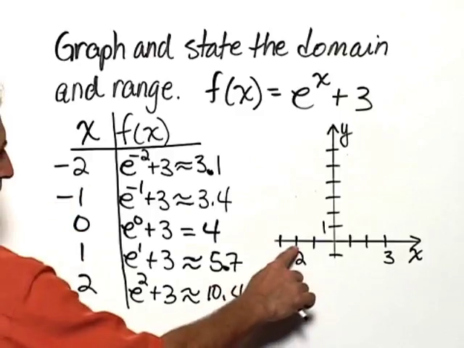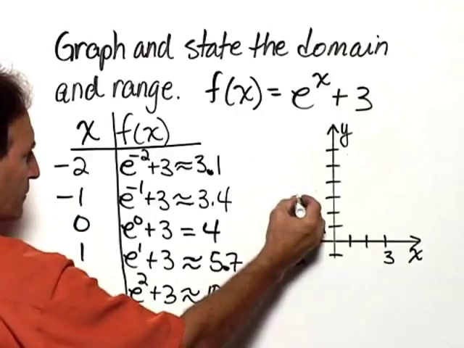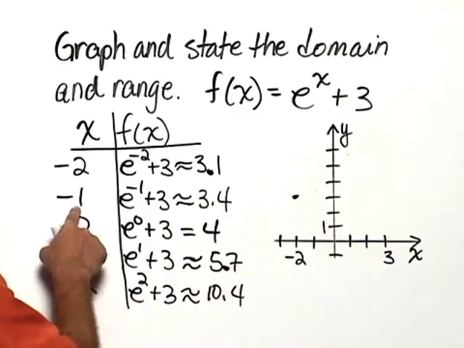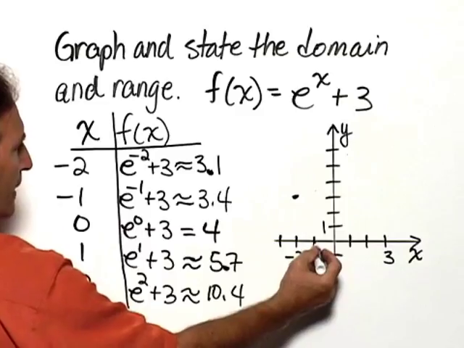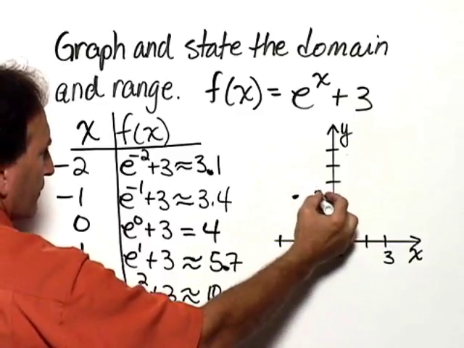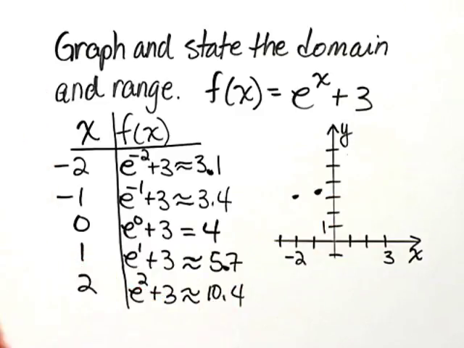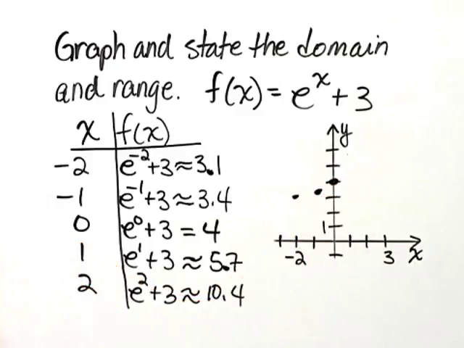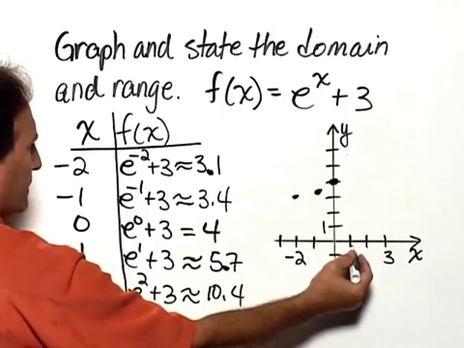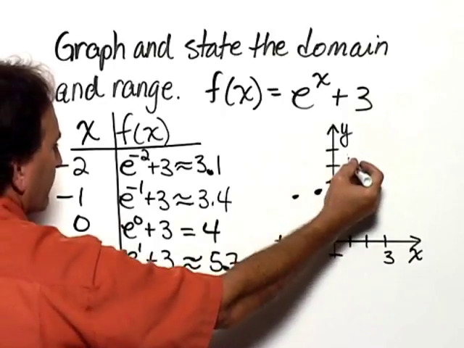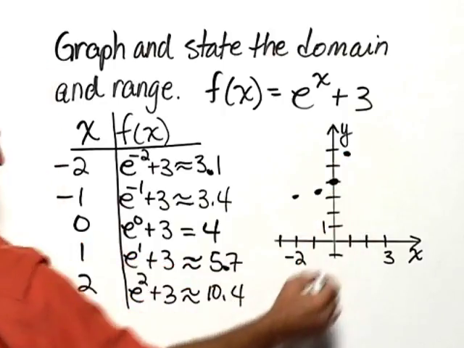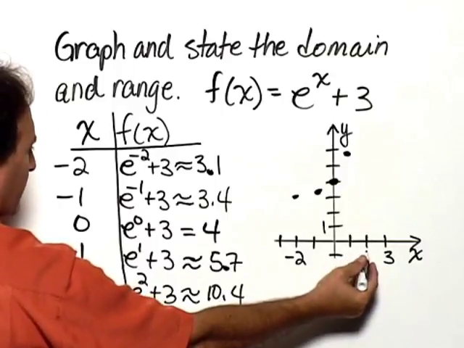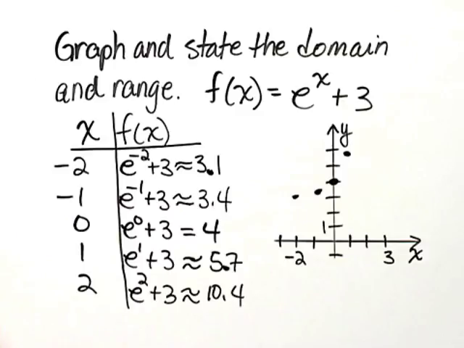For x equals negative 2, y is equal to approximately 3.1. For x equaling negative 1, right here, the y value is approximately 3.4. For x equals 0, y is equal to 4. For x is equal to 1, y is approximately 5.7. And then our other point of x equaling 2, y is equal to approximately 10.4. That's off of our scale.